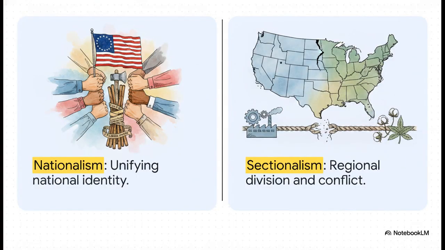Citing the tension between nationalism and sectionalism provides an excellent counterpoint and reasoning for a top-tier DBQ response. A strong historical argument acknowledges that fierce tug-of-war between a unifying national identity and deep regional divisions. Framing these concepts as opposing forces allows you to build a highly nuanced argument, showing exactly how these early ideological clashes became the foundation for literally everything that followed.